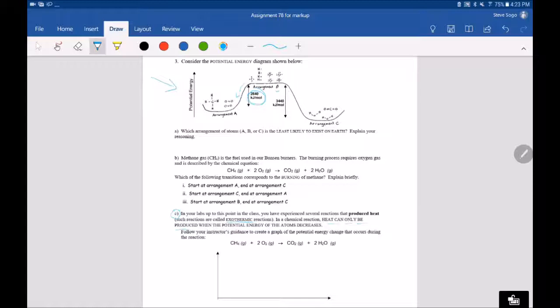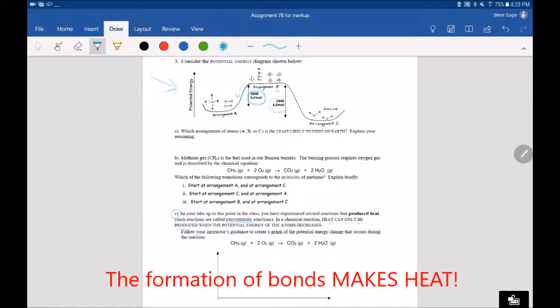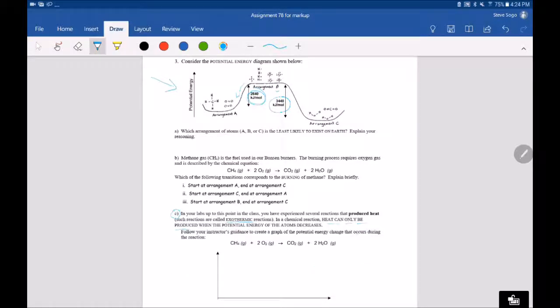If you went from B to C, even more heat would be produced. This would be 3,440 kilojoules per mole if you went from B to C. But question C is not starting at the unbonded state. Question C is saying, let's start at arrangement A here, and let's end up at arrangement C over here as products. So from A to C, which is this one right here.